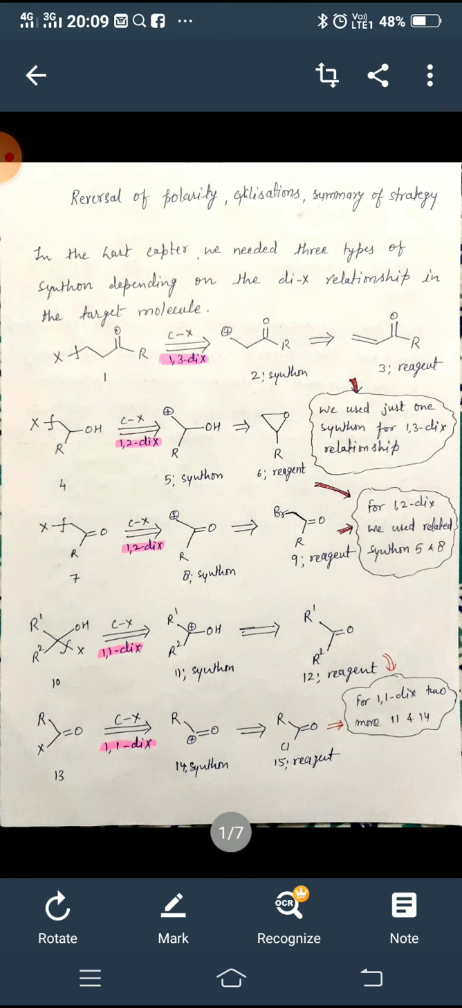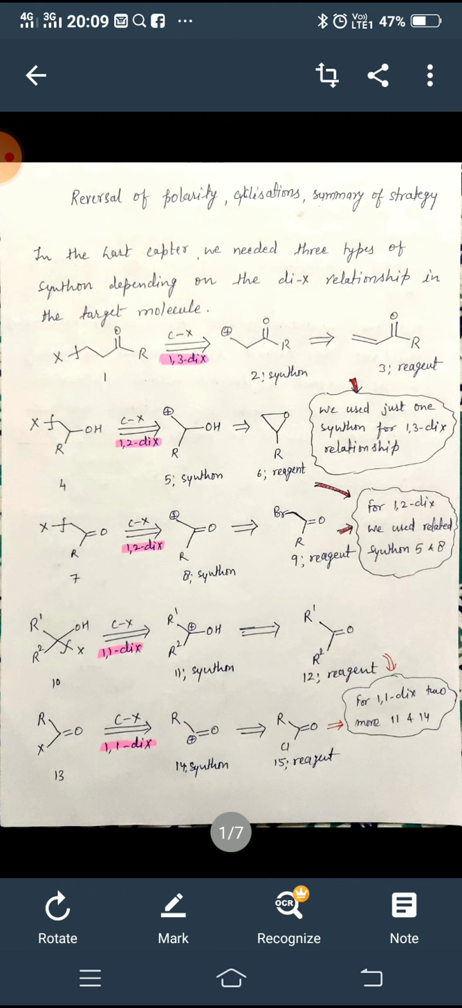First of all, the reversal of polarity. What is the use, and why are we taking this in the disconnection approach? In the last chapter we needed three types of synthon depending on the disconnection relationship in the target molecule.